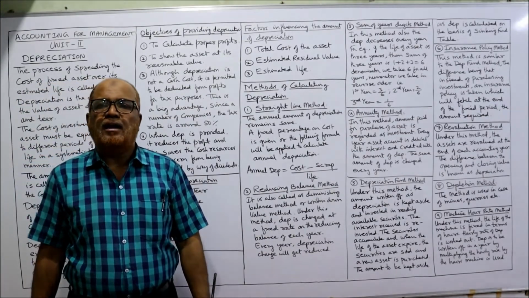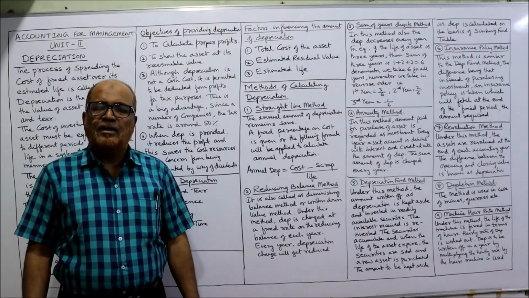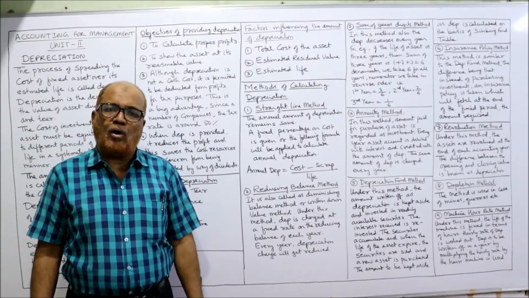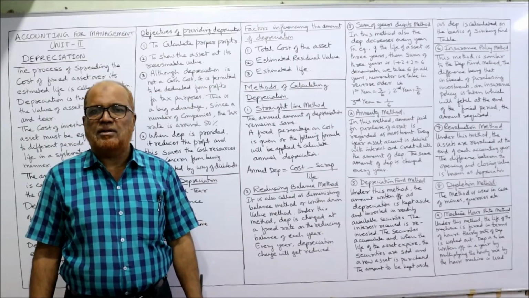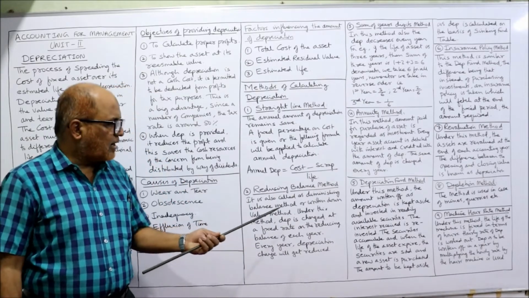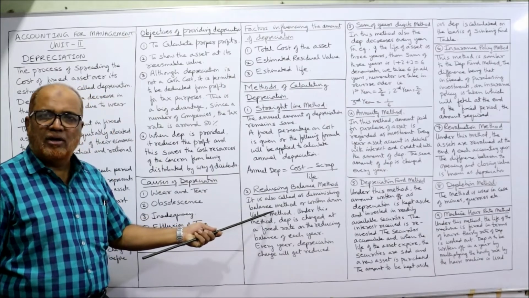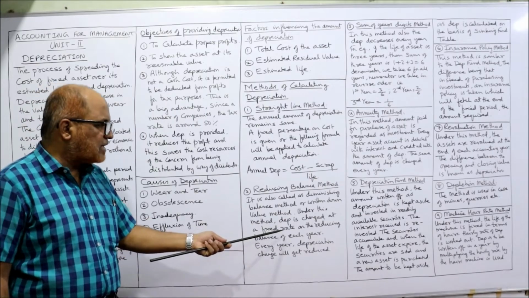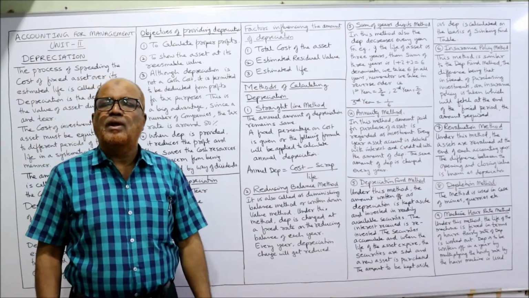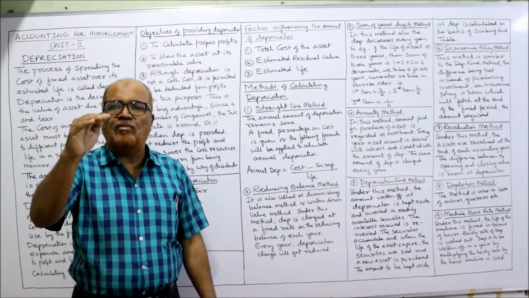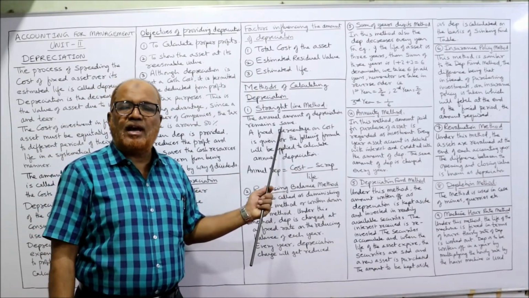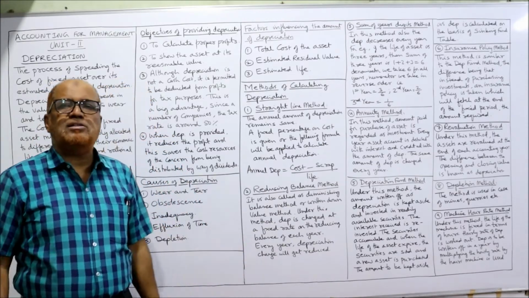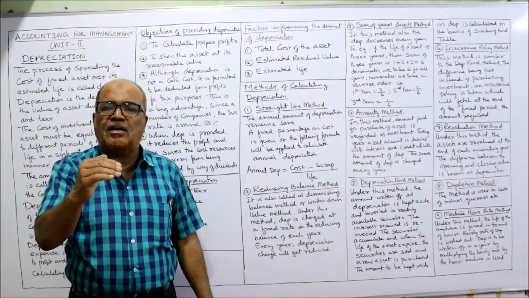The second method is the reducing balance method. This reducing balance method is also called the diminishing balance method or written down value method. Under this method, the depreciation charged is a fixed rate on the reducing balance. So every year depreciation will decrease. In the straight line method, every year the amount of depreciation will be the same. But in the reducing balance method, every year depreciation will decrease.